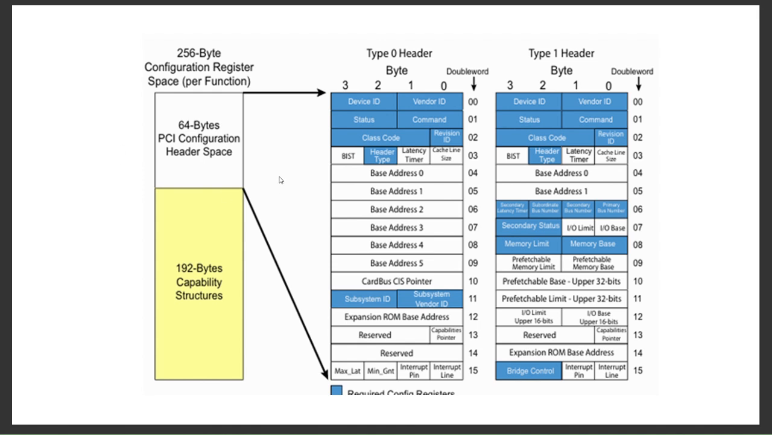And then next we have the extended configuration space. This is where more advanced features like error reporting, budgeting, or virtual channels are stored. This space is only accessible by modern PCI systems using an enhanced method. So think of the 256 bytes as the basic settings area.